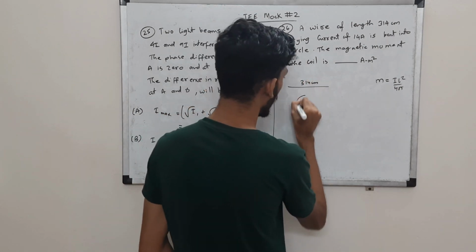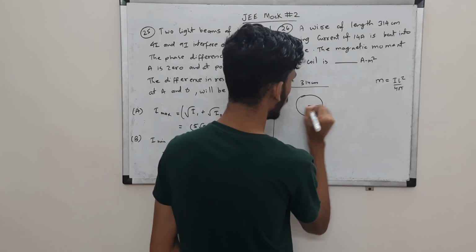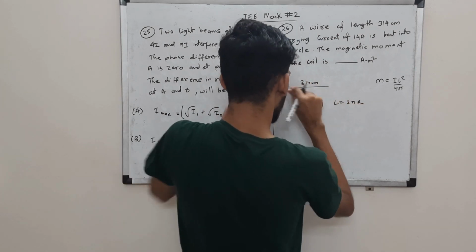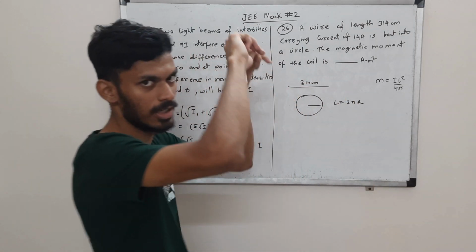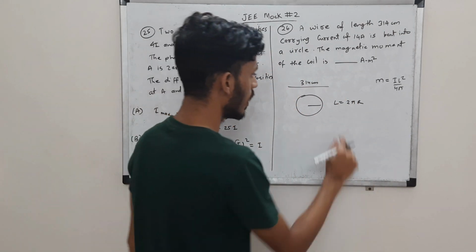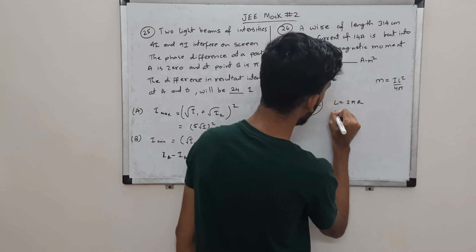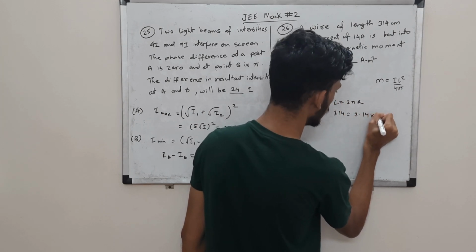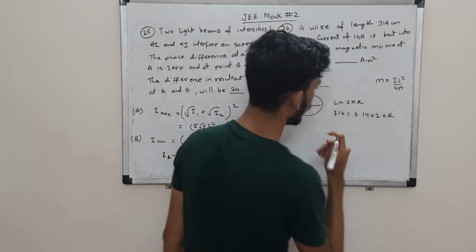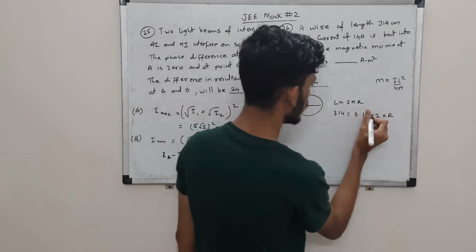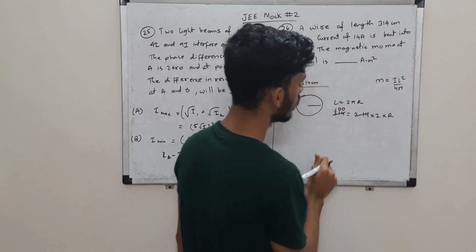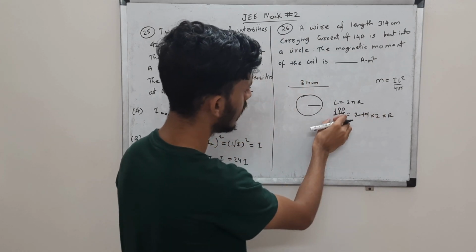The length is 314 centimeters. We are going to bend it in a circle. So basically this length is equal to 2 pi r, right? The length is bent into the circumference. So L is equal to 2 pi r. So L is 314 and this is 3.14 into 2, and here r. So from here we can find r. This is 100 times, right?